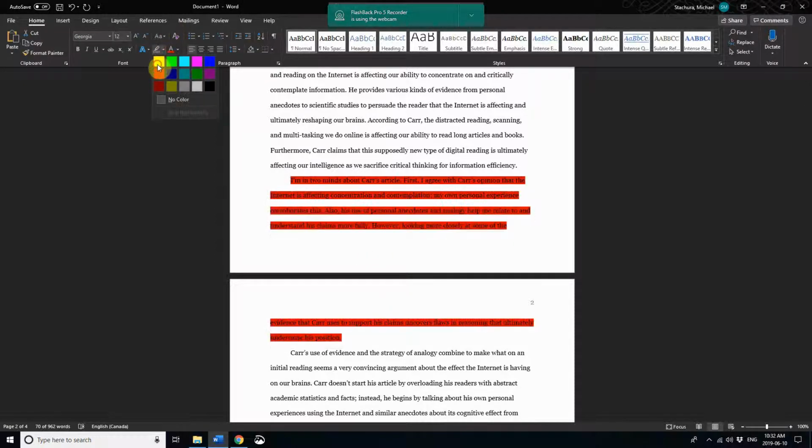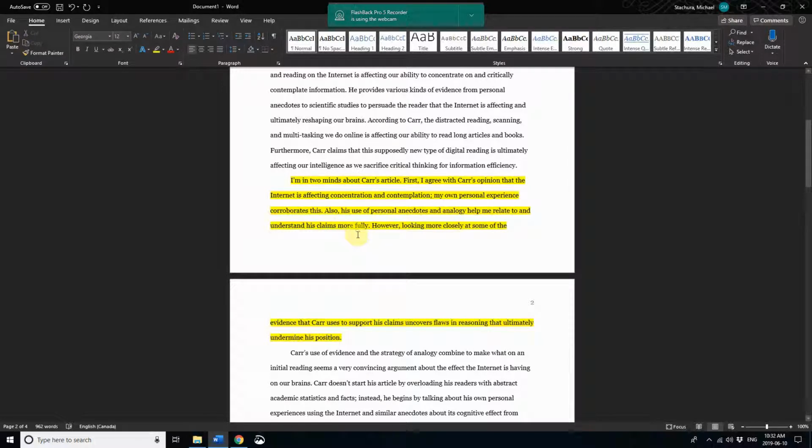Okay, so let me highlight this. This is my thesis statement down here. So basically, a thesis statement informs your reader in miniature what your argument is. Your thesis statement informs your reader in miniature what your ultimate argument is about the article, what your response to it is. So basically, whether or not you find the article that you've read and analyzed to be convincing or unconvincing, or a little bit of both.